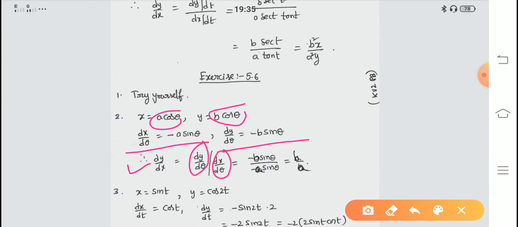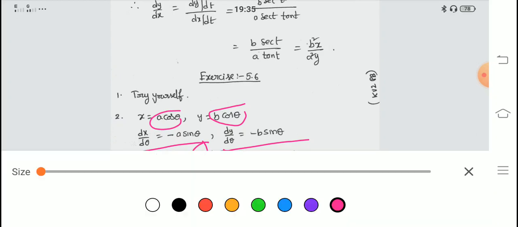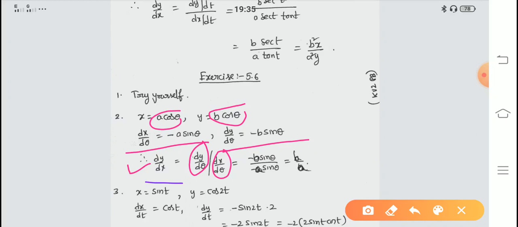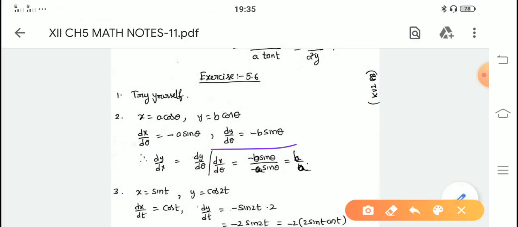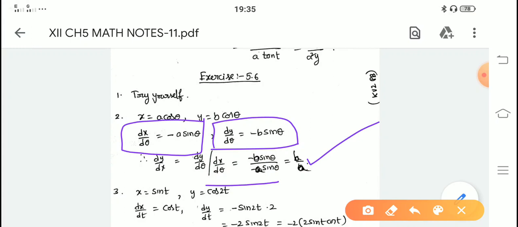Like in logarithmic differentiation, applying log and differentiating both sides is common for all the questions. Here in parametric differentiation, writing dy by dx as dy by d theta by dx by d theta is common for all the questions. It will be there for all the questions. Okay, now substitute dy by d theta first, then dx by d theta next, then you get minus b sin t by minus a sin t, which is b by a.